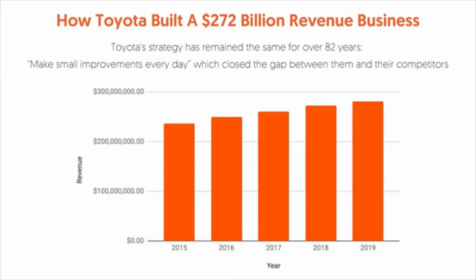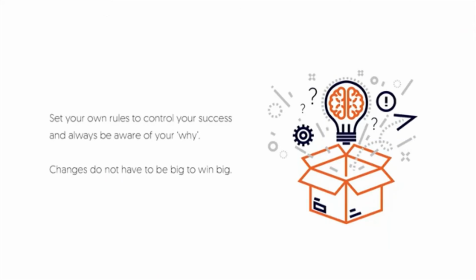Just look at Toyota. They built a $272 billion revenue year business. They did it how? By continually getting better year over year over the last 80 plus years. That's the key to success. It's little small improvements over time. You're in control of your own success. As long as you try to do little things and continually get better, you can win big over time. It won't happen overnight, but it will happen over time.